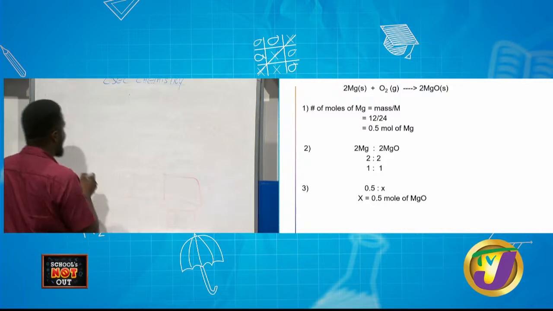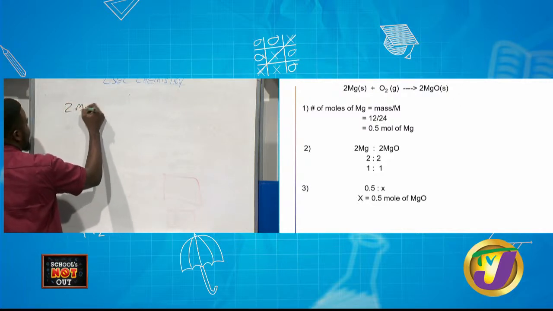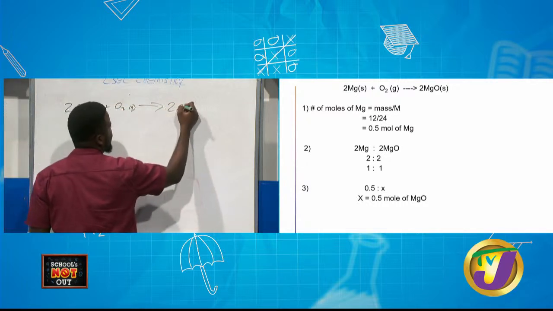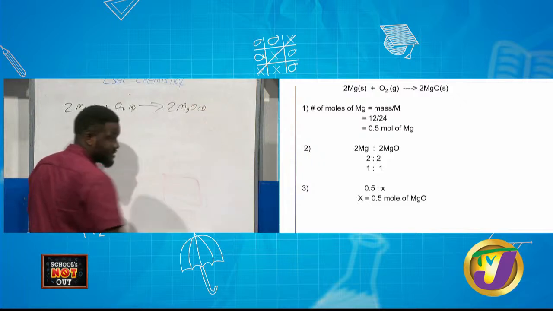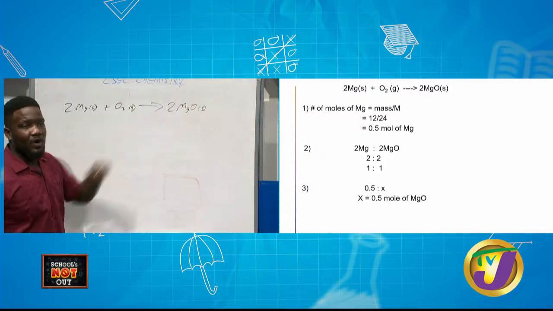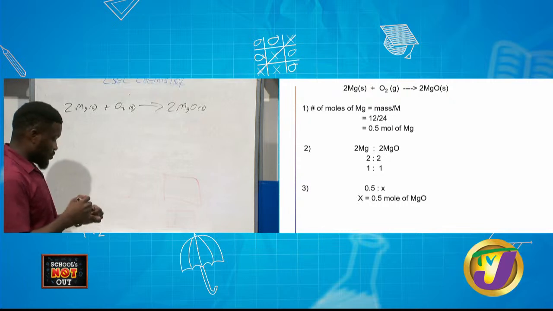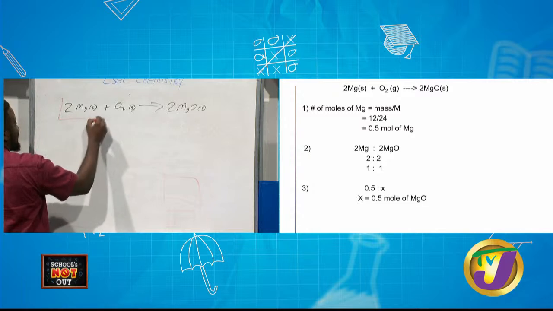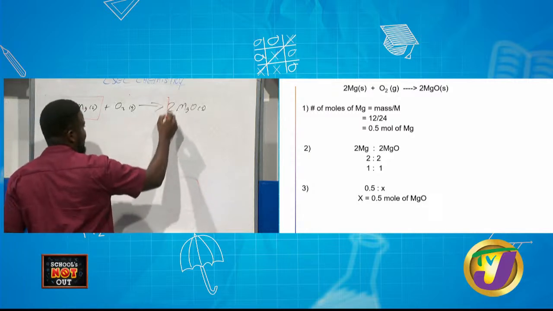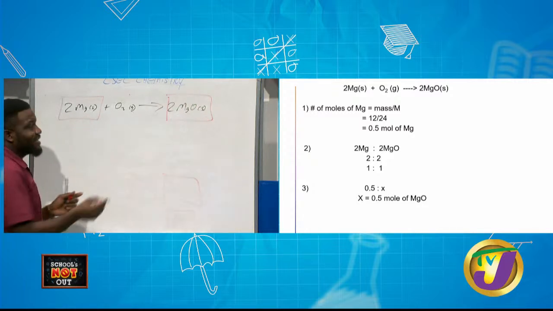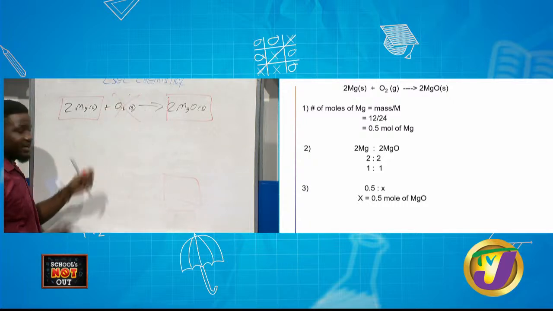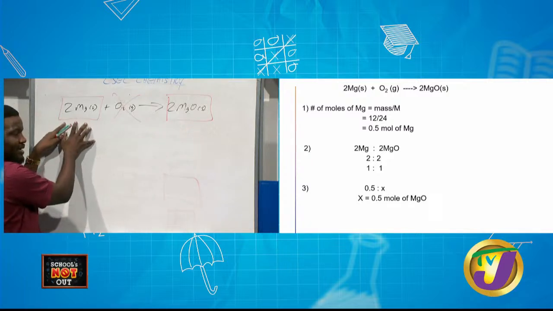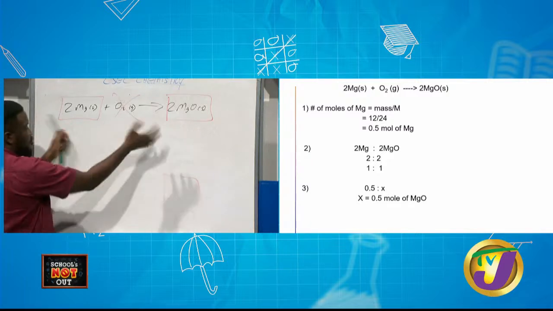So the full formula is 2Mg in the solid state plus O2 gaseous state, giving you 2 moles of magnesium oxide solid state, right? So this is what we get for our balanced equation. But we must remember what it is that we want and what we don't want. So we were given this, and the question is asking for this. So we don't really care about oxygen. So throw that away. We're going to focus on these two because we got this, but this is what we want. So let's move them to the center now.